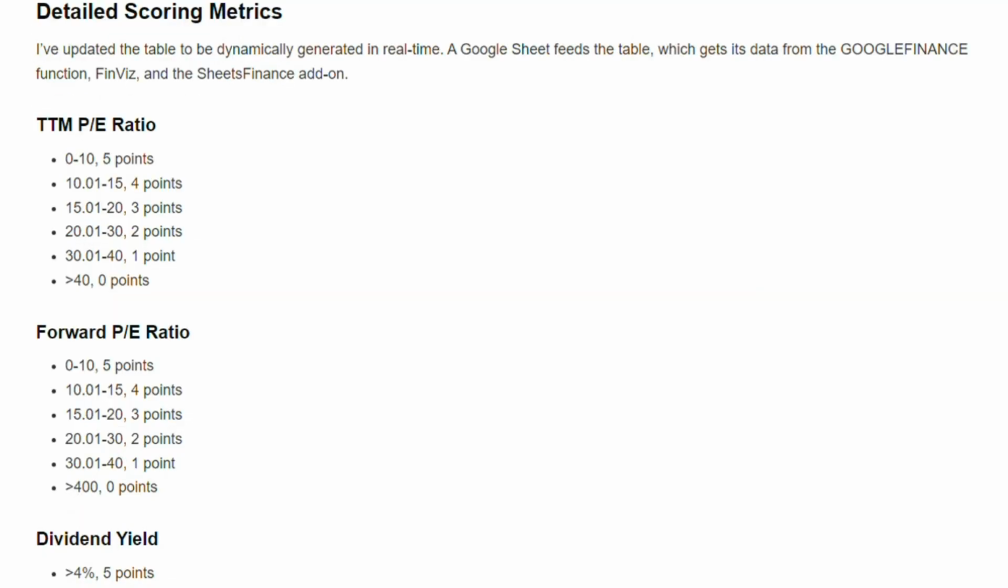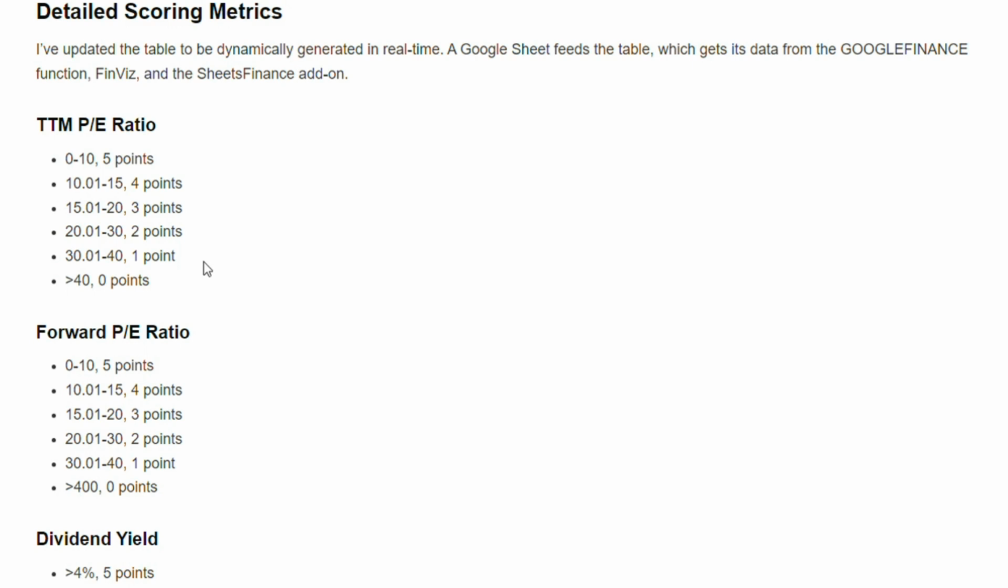All right, so speaking of scoring, if you scroll down to the detailed scoring metrics section of the page, I spell out the point system for each of the 7 metrics in the table. If we look at this first one, the trailing 12-month PE ratio, you can see a PE ratio of 0 to 10 gets you 5 points. From 10 to 15, you get 4 points. 15 to 20 gets you 3 points. For each of the 7 metrics, there's a point system. If you go to the page and scroll down, you can see it.